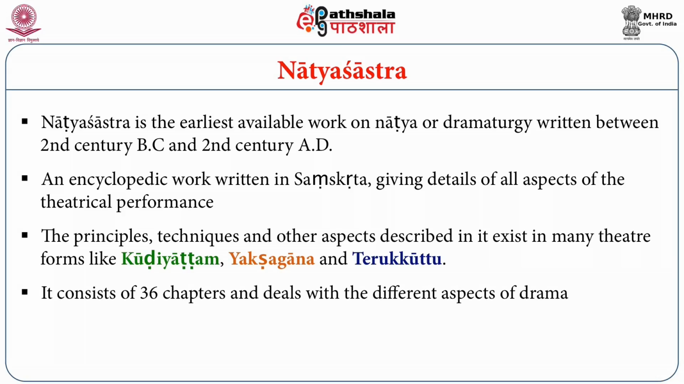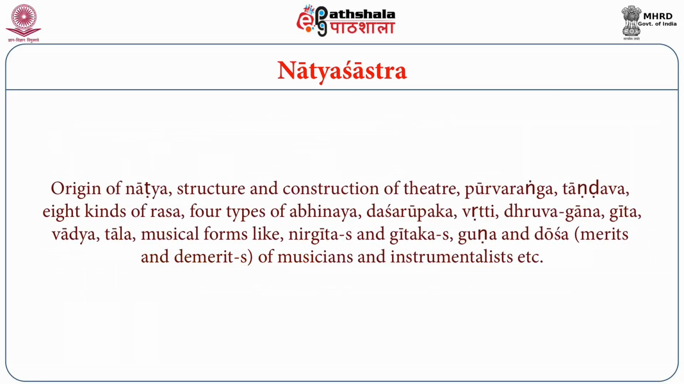Natya Shastra as such consists of 36 chapters and they deal with the different aspects of drama or Natya. The origin of Natya, the structure and construction of a theatre, the Purva Ranga, which is a preliminary ritual which has to be conducted before the start of a theatre performance, the Tandava, the 8 kinds of rasa, 4 types of abhinaya, Dasharupaka, Vritti, Dhruvagana, Gita, Vadya, Tala, Nirgita, Gitaka, these are all the musical forms, the gunas and doshas, that is the merits and demerits of musicians, instrumentalists and many other such things are dealt with in this Natya Shastra in detail in these 36 chapters.